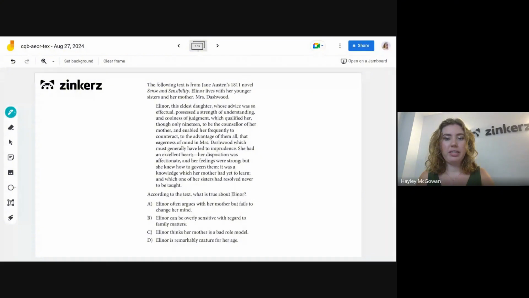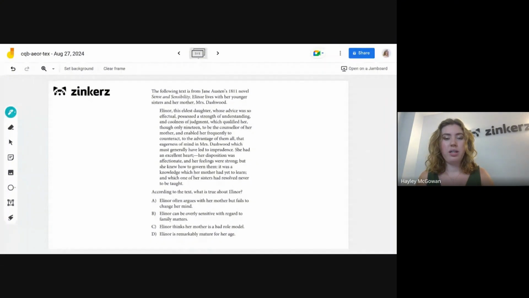All right, so for today, we're going to have one of these detail questions. So remember, always read the question first, and in this case, it's asking us, according to the text, what is true about Eleanor? So as we're reading, we're going to want to be thinking about essentially what do we learn about Eleanor from this passage, her character generally.